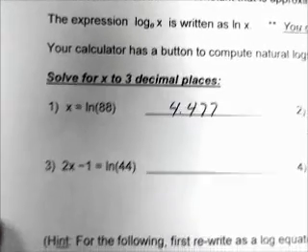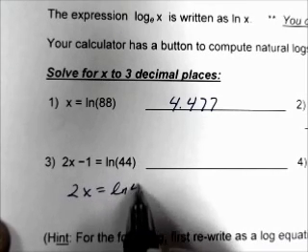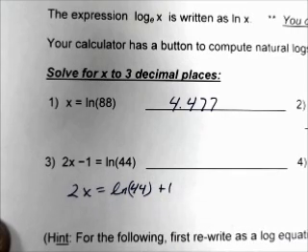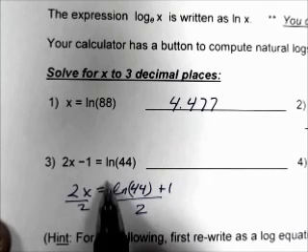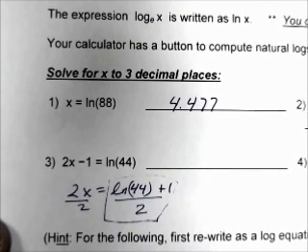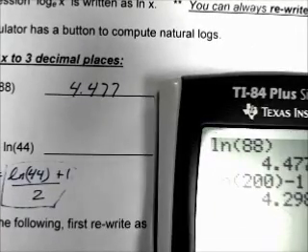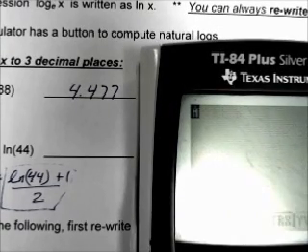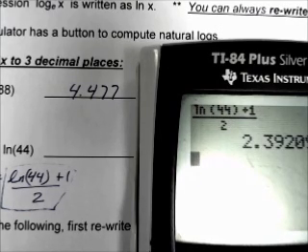Number 3, get x by itself, add 1 to both sides. 2x equals ln 44 plus 1, and then divide both sides by 2. So we're keying this into the calculator, and I would key it in as a fraction. Don't key it in one step at a time, but key it in as a fraction. So numerator, ln 44, close parenthesis, plus 1, denominator 2. 2.392.